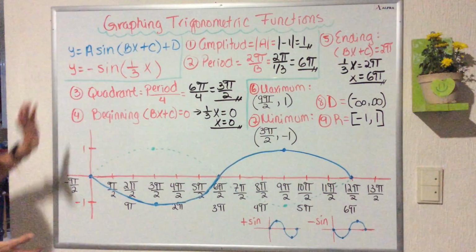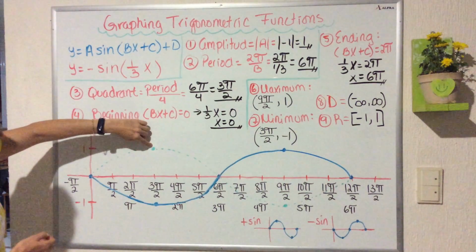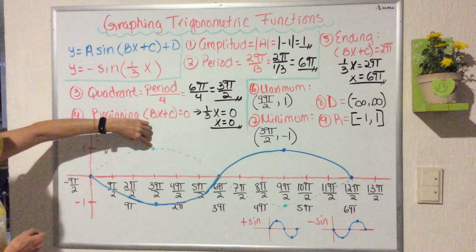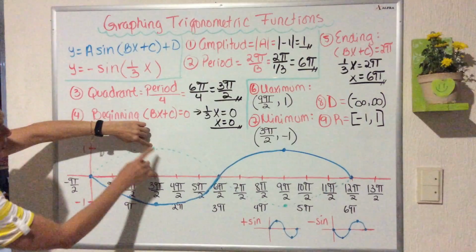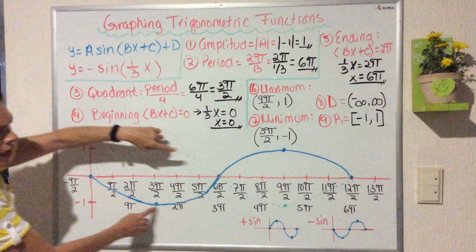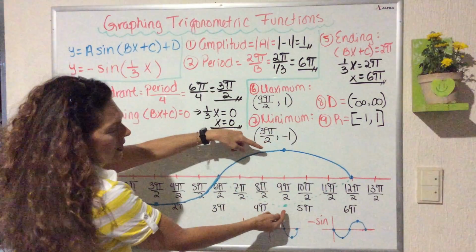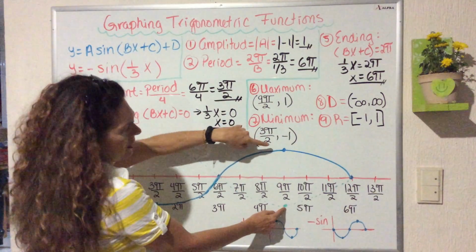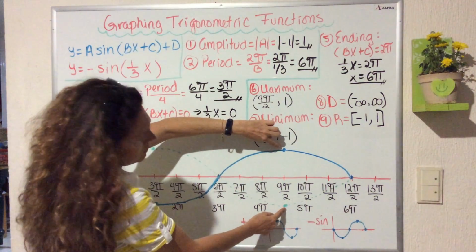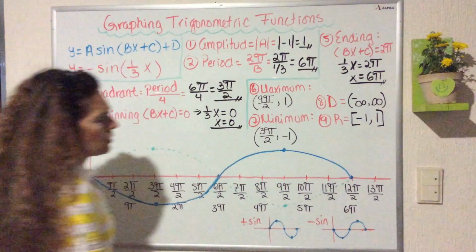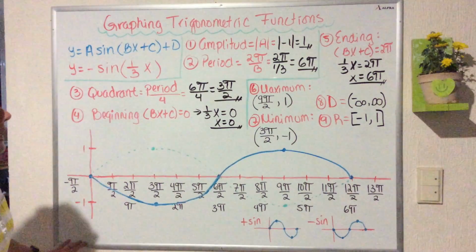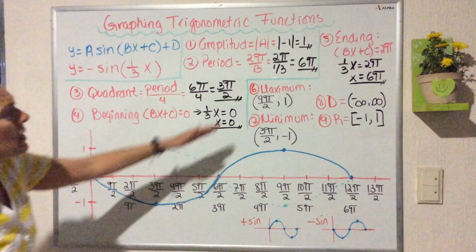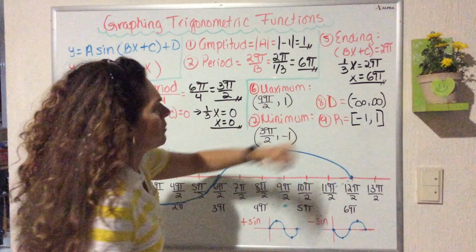Just don't get confused. If it is negative, this point that used to be for the positive sine is now going to be reflected here, and here the same thing. This one, which was the point in the positive sine, is going to be reflected in this other point. Okay, dear students? And then we have to get the maximum, the minimum, domain, and range.